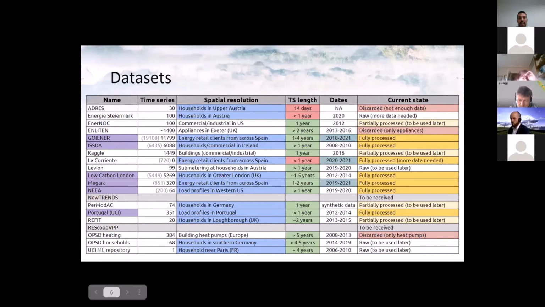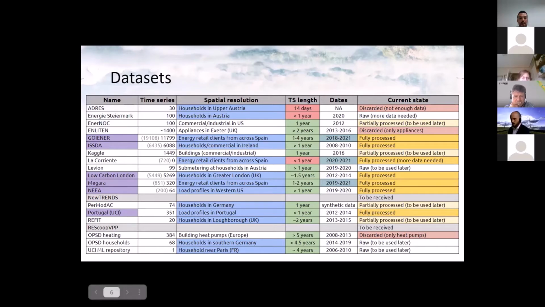The load profiles with which we have worked come from different sources, both public and private. In total, we have managed to gather 18 datasets with different sizes, formats, and characteristics, and we expect to work with 2 more datasets from other European projects, those in gray here. The number of load profiles of each dataset is variable, and we have prioritized in our initial analysis those with the highest number of time series, those which are here in purple.